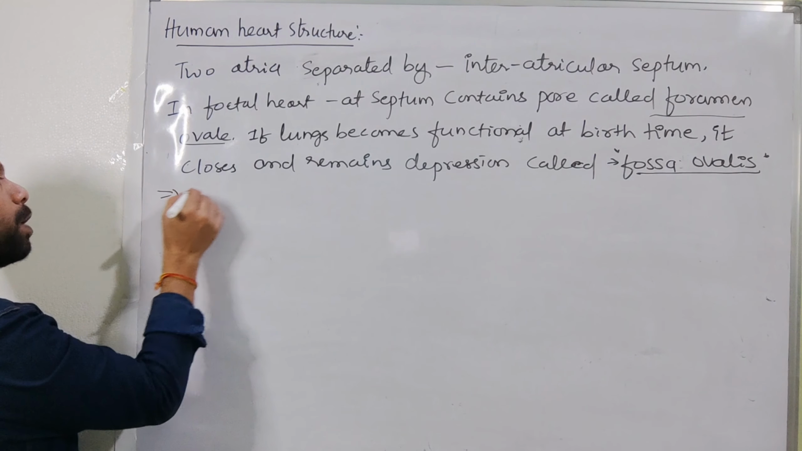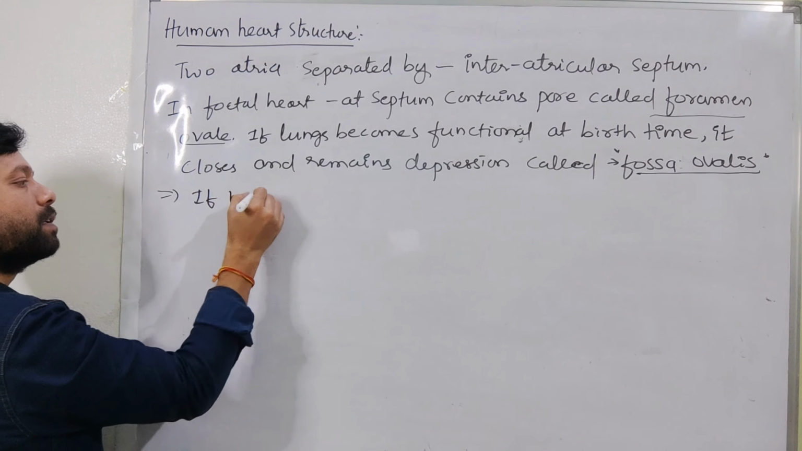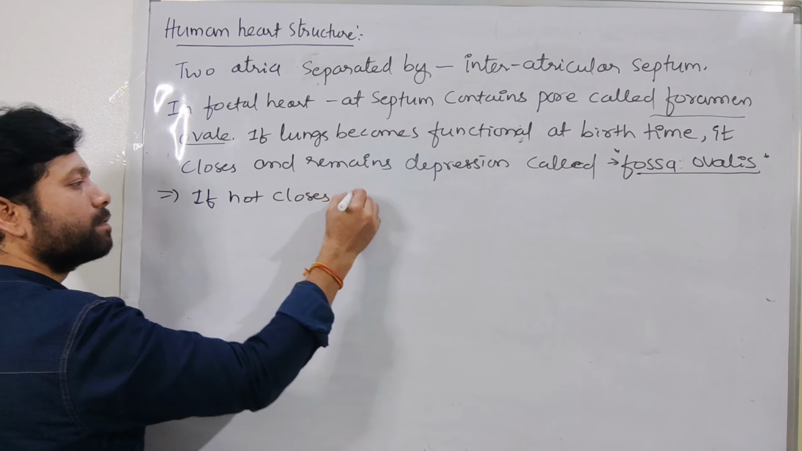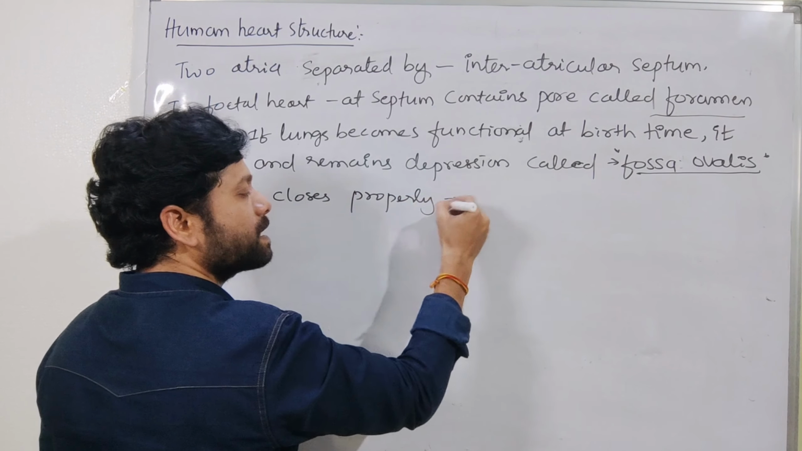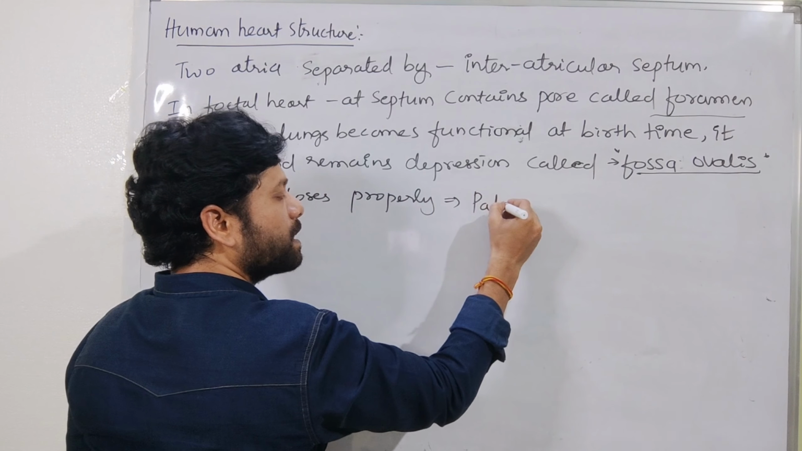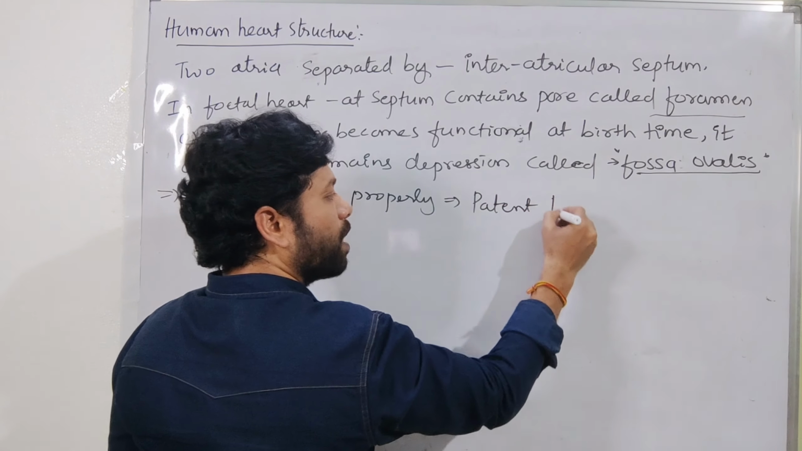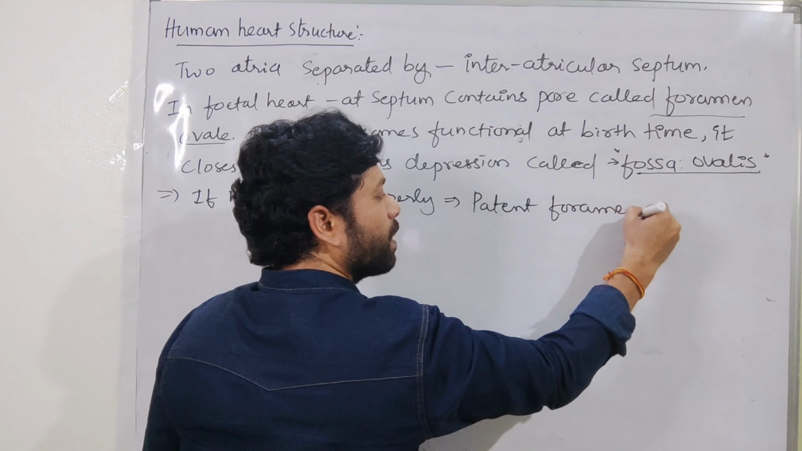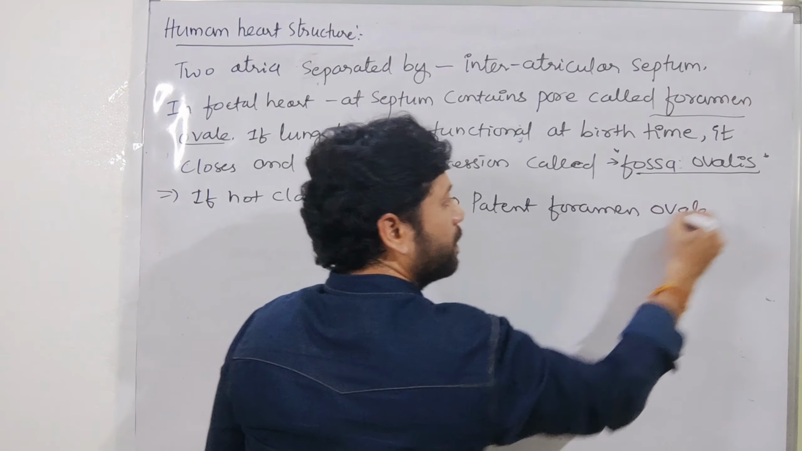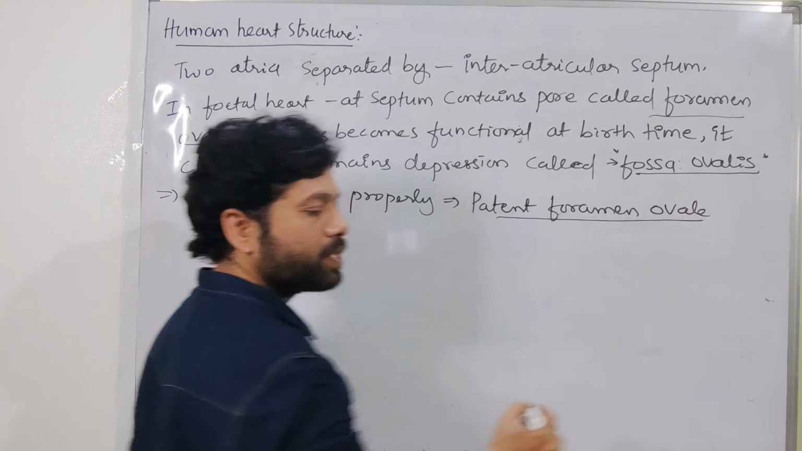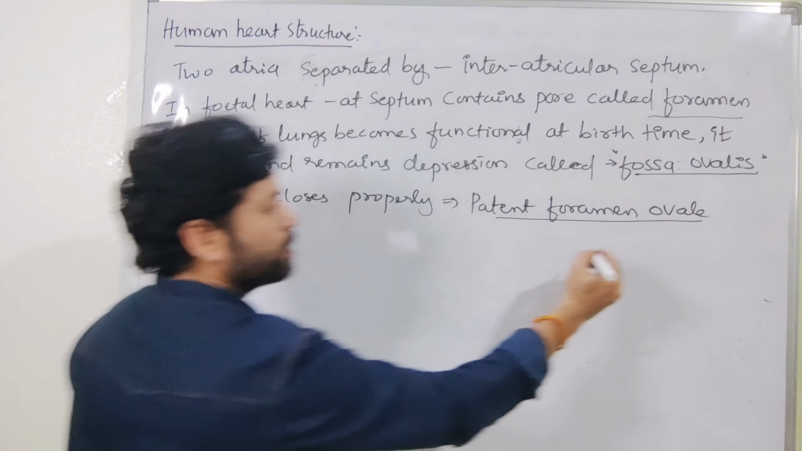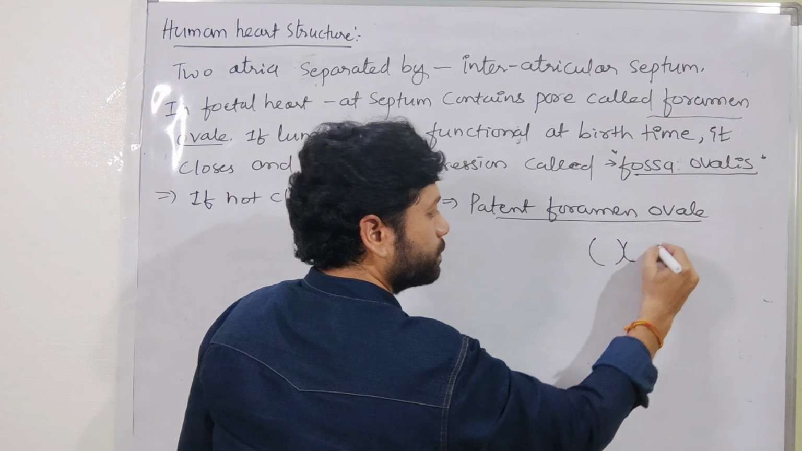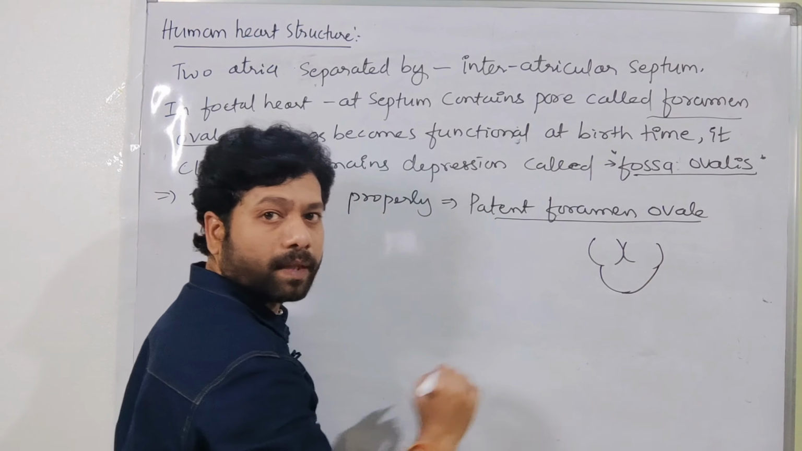If it is not closed properly, that condition is known as patent foramen ovale. So it is a patent foramen ovale. Understood? So for example, let us discuss here. So here, for example, it is a what? Septum. It is a what? Septum.